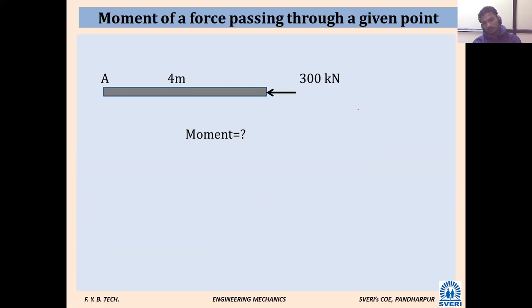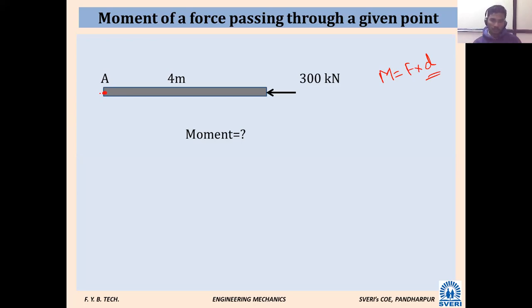Because force is perpendicular to distance. Perpendicular distance is zero. Very good. Perpendicular distance is zero. That's why, we know the definition of moment, very good, I am happy today. We know the moment is force into D, but this D will become zero because that force is passing through point A. Force will pass through this point A. That's why it will not have effect.